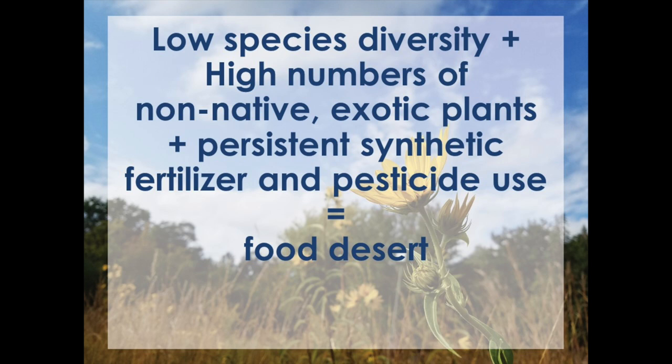So we essentially have low species diversity, lots of non-native plants, and they require a lot of inputs too. They require a lot of watering, they require fertilizing, and all of this actually creates a food desert for our local insects. And our local insects are the backbone of the food chain in any ecosystem.